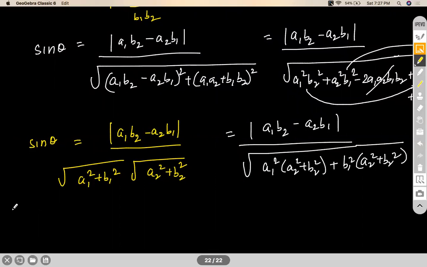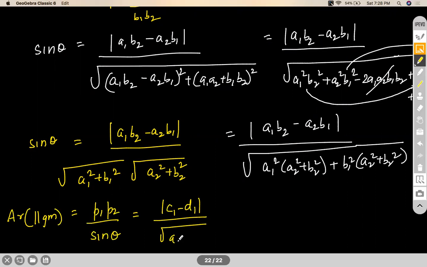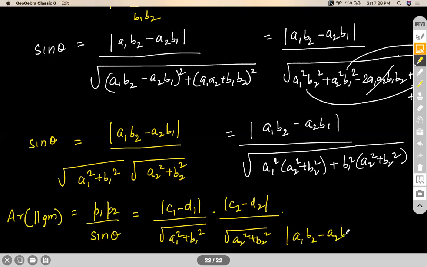Now, finally, if you put it in the area of the parallelogram, it will be P1 P2 by sine theta. Let us put in the expressions finally. So P1 is mod C1 minus D1 by under root of A1 square plus B1 square. P2 will be mod C2 minus D2 by under root of A2 square plus B2 square. And sine theta in the denominator, my dear, would leave you with A1 B2 minus A2 B1.